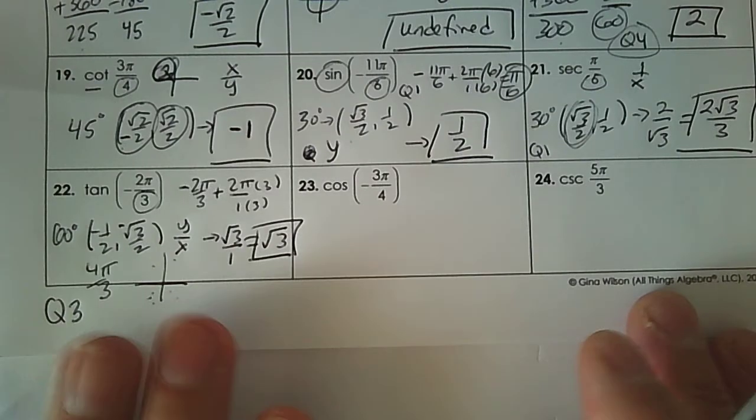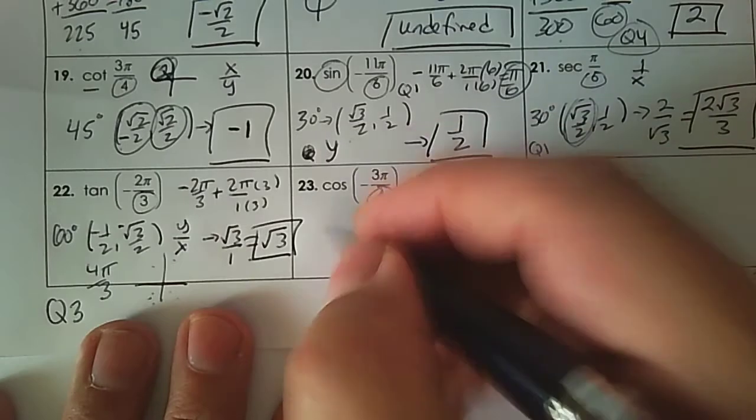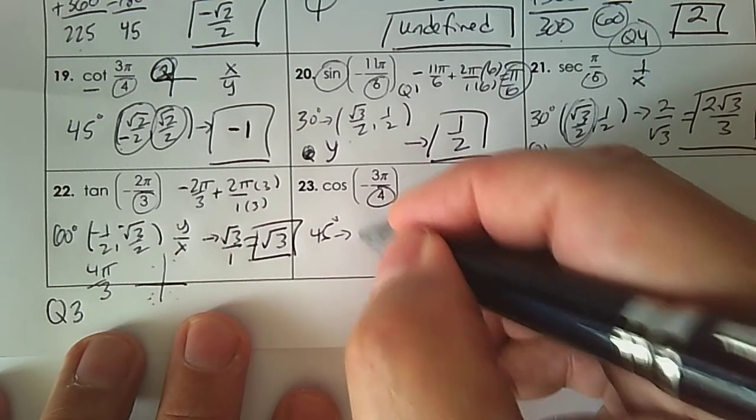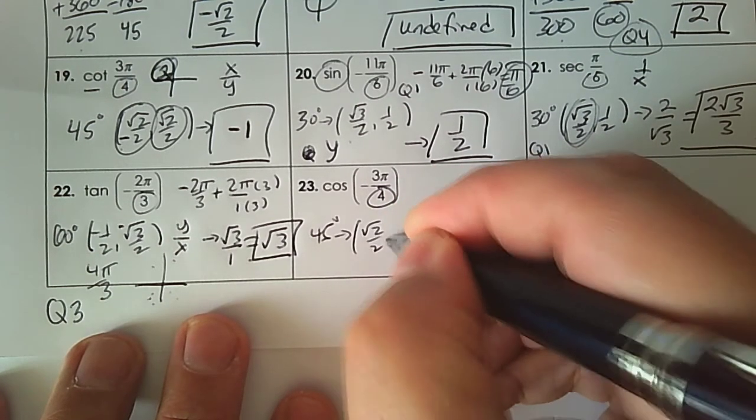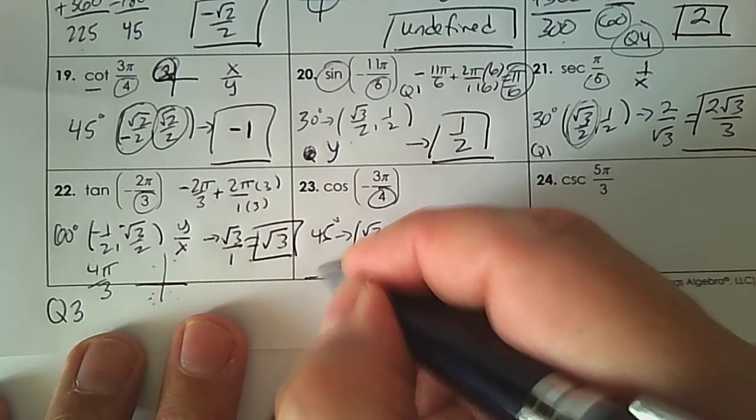All right, 2 more here. The value of cosine at negative 3 pi over 4. So the denominator 4 gives me a 45-degree reference angle. So that means the point would be root 2 over 2 and root 2 over 2. What quadrant are we in for negative 3 pi over 4?